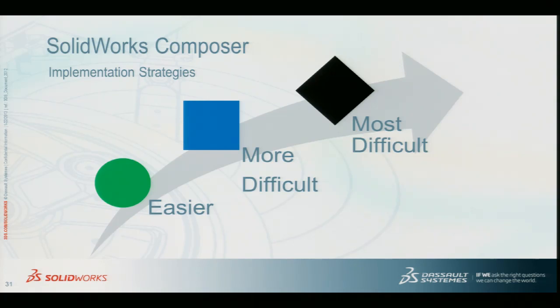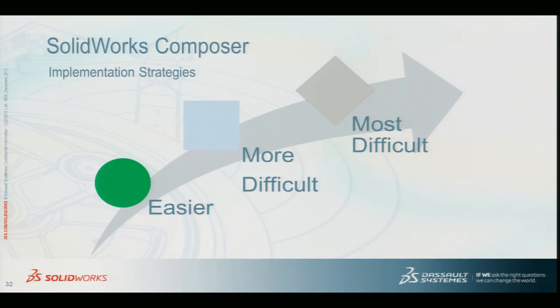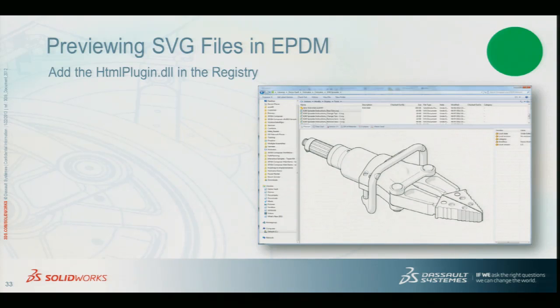So I have a handful of different little scenarios that you might look to: something that's fairly easy, something a little more difficult, and then we'll go with the most difficult on the last one. So, let's have a look at that easier strategy. Quite honestly, it's doing some very basic things within EPDM to help us out. Using the registry settings, we can add the HTML plugin DLL in the registry to allow us to preview our SVG files that we might be creating.